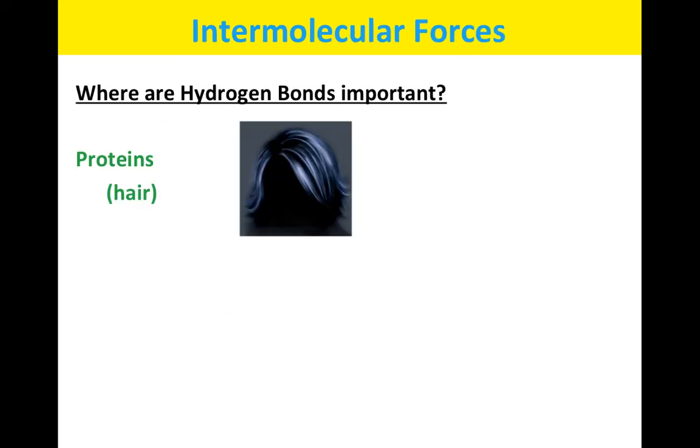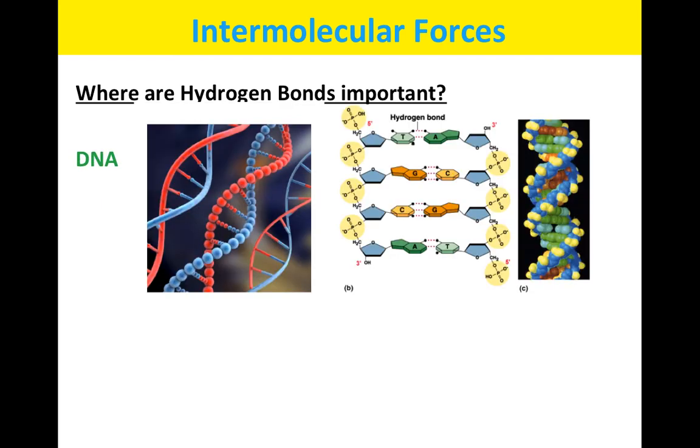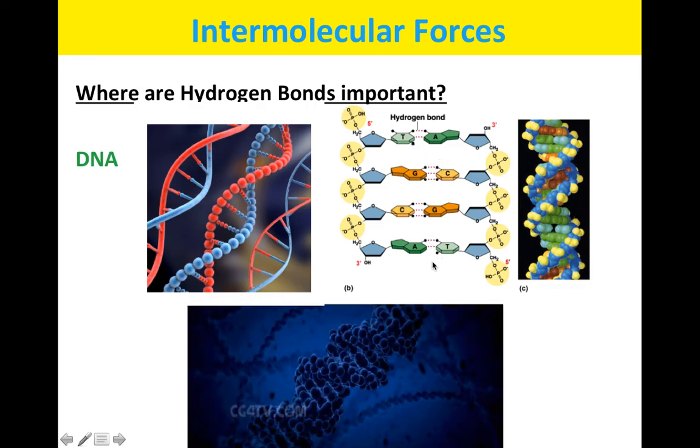So where are hydrogen bonds important? Hair and DNA. Okay, so in between the helix, what keeps the nucleotides attached to each other is the hydrogen bonds between them. Okay, and so in replication, you will have the breaking of these hydrogen bonds.